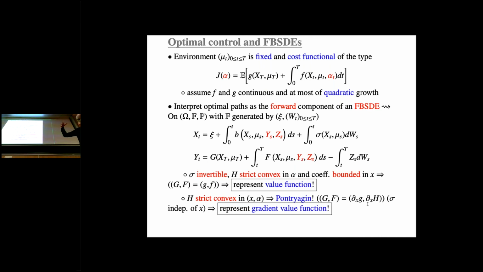Either you sit on the particle and you follow the remaining cost that you have to pay till the end, or you sit on the particle and you represent the optimal strategy that you have to pay, which is exactly what you do in the Pontryagin principle. And then whether you work with the first one or the second one, you choose either G, F as being little g, little f, or capital G, capital F being the derivative of the little g and the Hamiltonian. So you have the two of them in the literature.